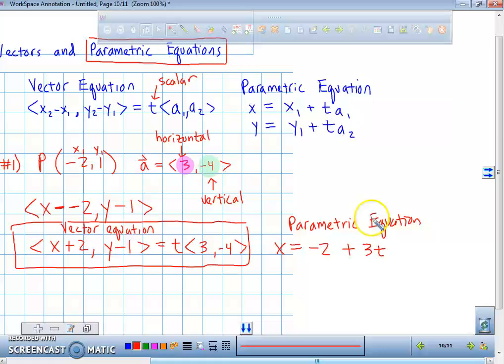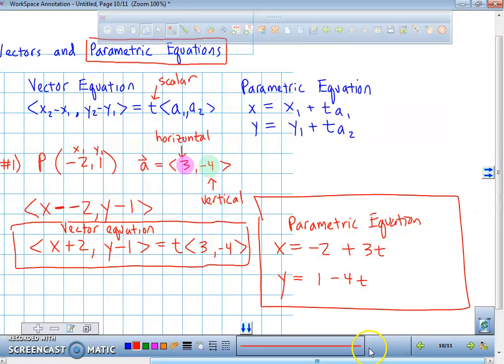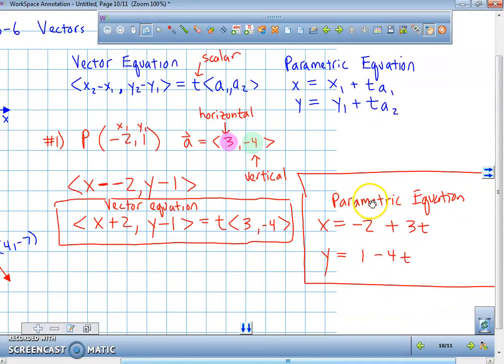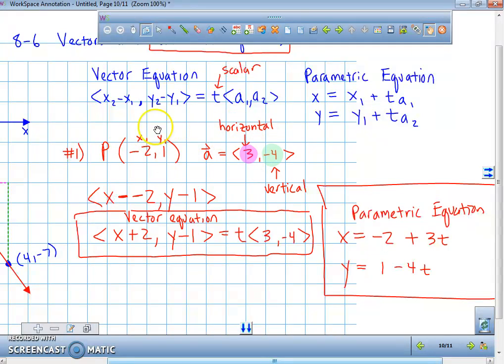That's your first equation. Your second equation for your parametric equation is y equals your y1, and our y1 is the number 1. Plus t times a2. Ours is what? -4, so we're going to put minus 4t. And that's your second answer you're going to write for number 1. Now I'm going to show you how to use this in the graphing calculator so you can actually check your answer. Because we're going to make a little table to help you guys be able to check your answer. So here's your vector equation, here's your parametric equation for this particular problem on number 1.